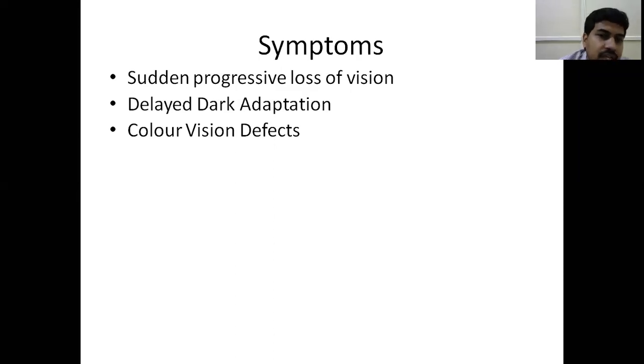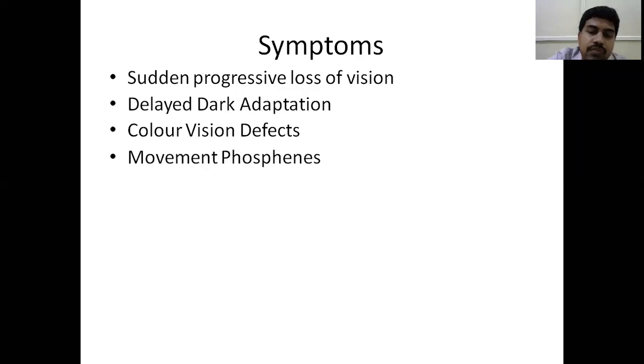So there is a color vision defect, there is red desaturation, delayed dark adaptation, and there is a sudden loss of vision. And there will be movement phosphenes. So what are these phosphenes? In the absence of a visual stimulus, if the patient gets a visual impulse, it is called a phosphene. A phosphene is some non-visual stimulus which produces a visual reaction.